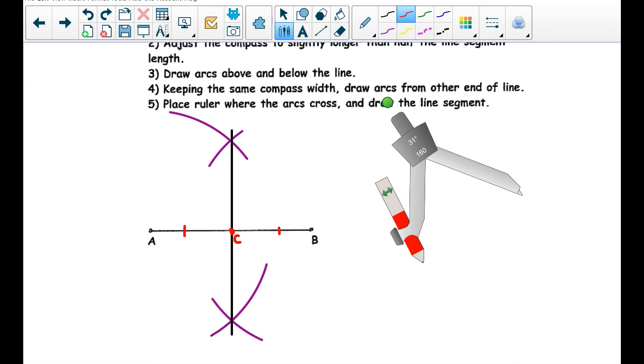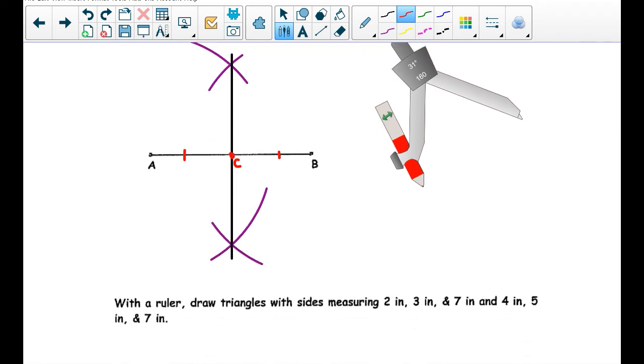So again, compass goes past half, make your marks, top and bottom. Same thing on the other side, top and bottom. Where they intersect is your bisector. Not as hard as you think at first.